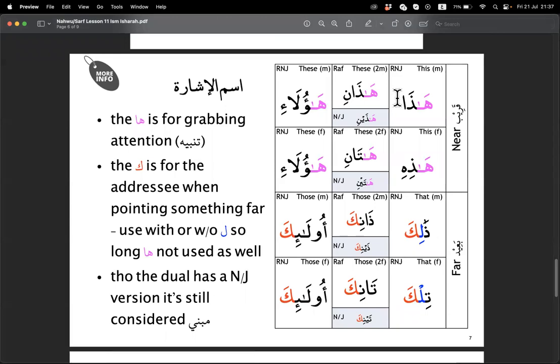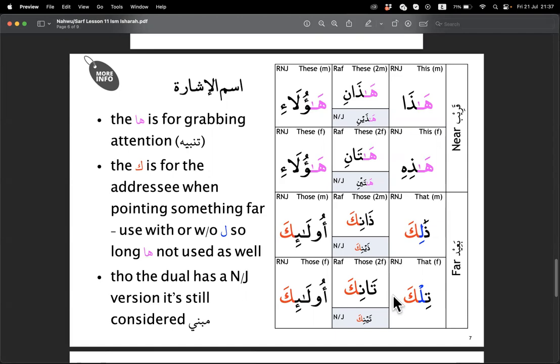So the ha is the tanbih, and the dha here is the Ism Isyarah. Ulai is the Ism Isyarah. All the black part, zihi, tani, is our Ism Isyarah. And then for the ones that are far, all the kaf that you see is basically like your pronoun.